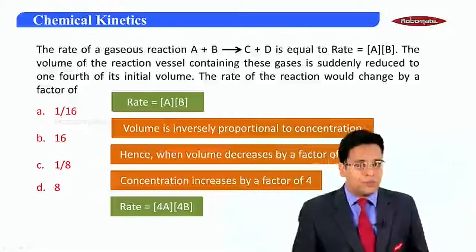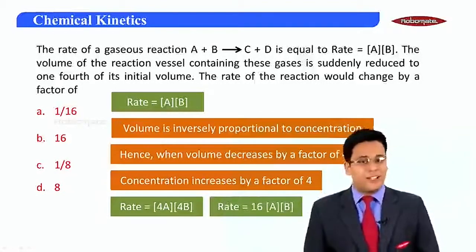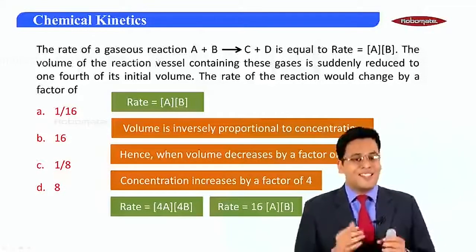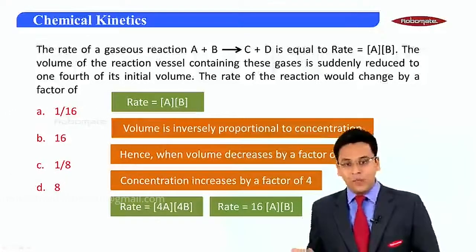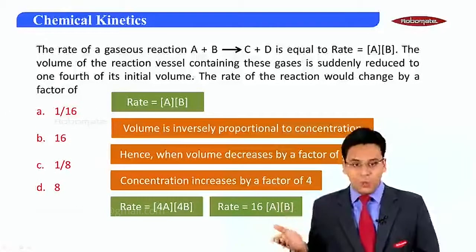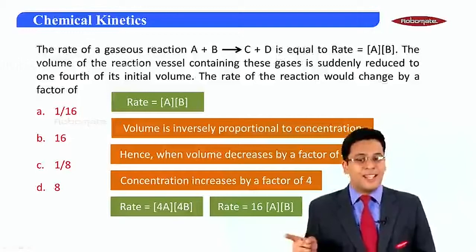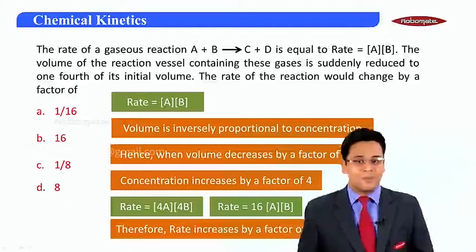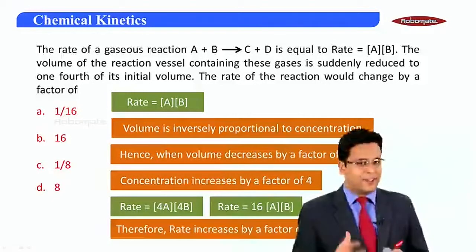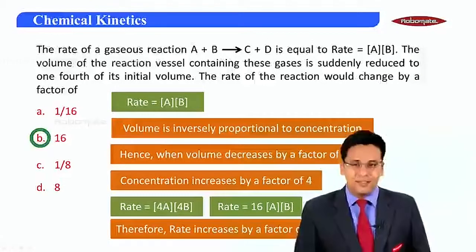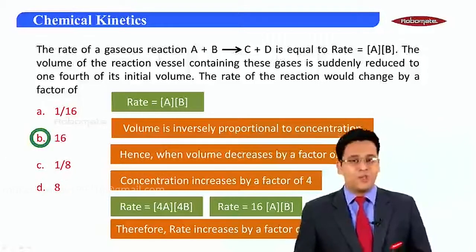Rate is equal to [4A] into [4B]. Take all the constant terms out and we are left with rate is equal to 16 into [A] into [B]. Now here, when you compare the first rate equation with the one that we have just got, it's pretty obvious that the rate is increasing 16 times. So if the rate increases by a factor of 16, the correct answer here has to be B, 16. So that's how we solve MCQs related to rate law.